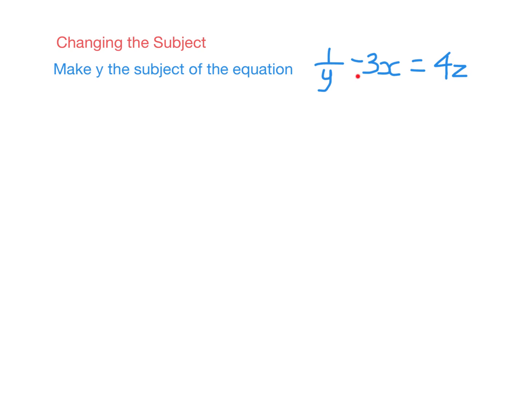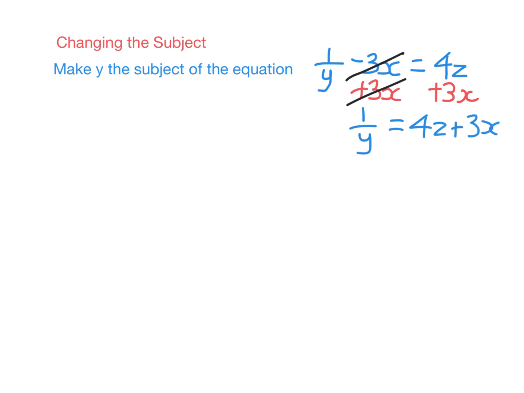So to do that, I can just treat these non-y terms as I would normal numbers. So if I wanted to get rid of this on the left-hand side, I would just add it. So we're solving this just as we would a normal equation. So again, what I do to one side of the equation, I must do to the other. So the reason I did that, negative 3x plus 3x is just 0. It disappears. I'm left with 1 over y equals 4z plus 3x.